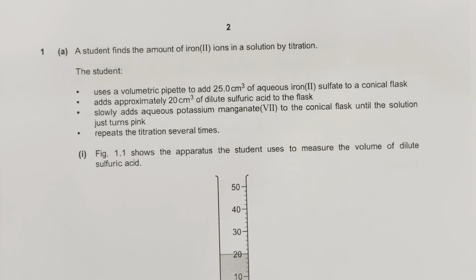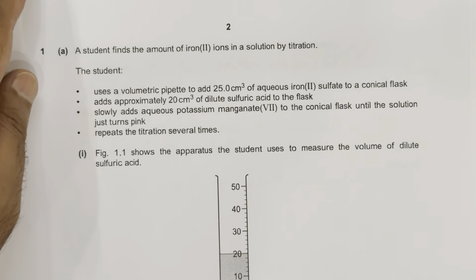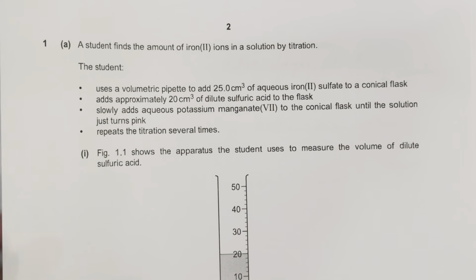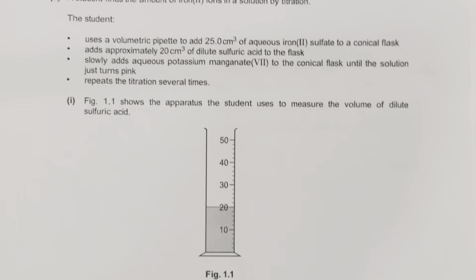Question number 1 is that a student finds the amount of iron(II) in a solution by titration. The student uses a volumetric pipette to add 25 cm³ of aqueous iron(II) sulfate to a conical flask. Add approximately 20 cm³ of dilute sulfuric acid to the flask. Slowly add aqueous potassium manganate to the conical flask until the solution just turns pink. Repeat the titration several times. Figure 1.1 shows the apparatus the student uses to measure the volume of dilute sulfuric acid. Name the apparatus shown in the figure.